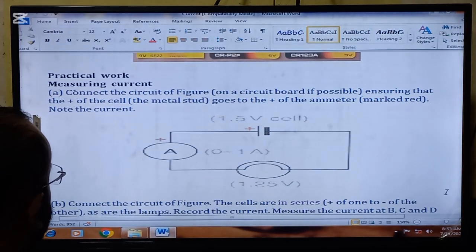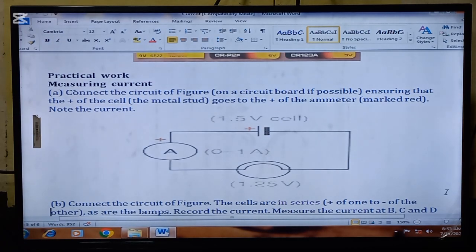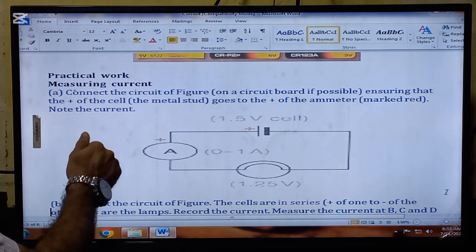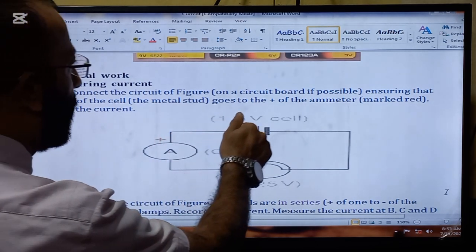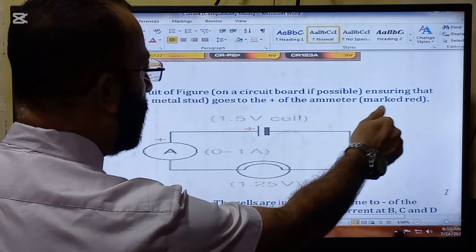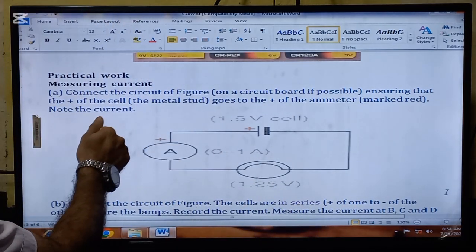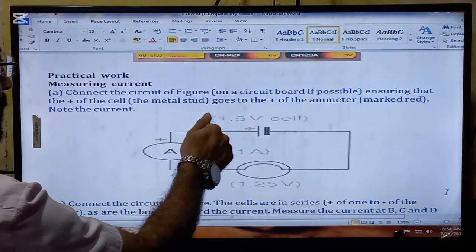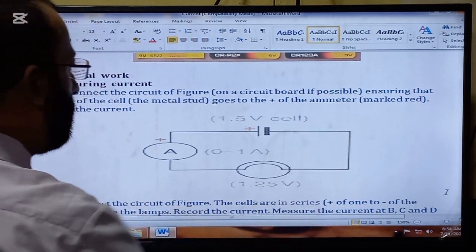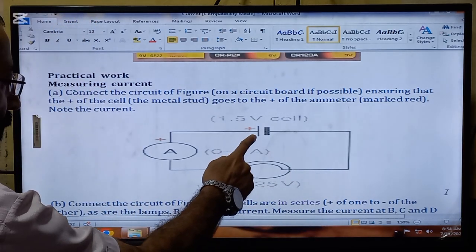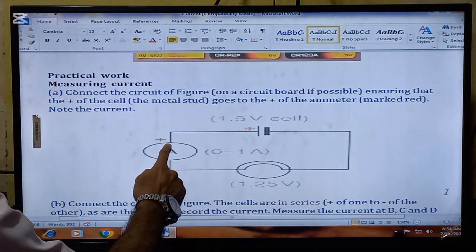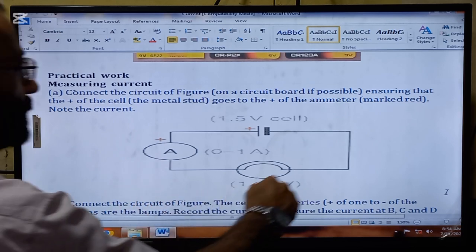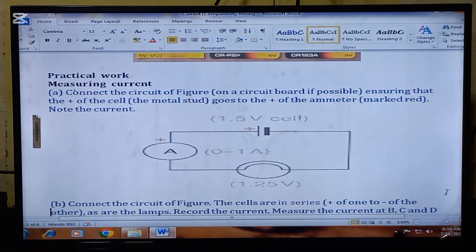Here is some practical work. Measuring current. Connect the circuit of the figure on a circuit board if possible, ensuring that the positive of the cell, the metal stud, goes to positive of the ammeter. So look now, positive of the cell is connected to positive of the ammeter. Note the current.